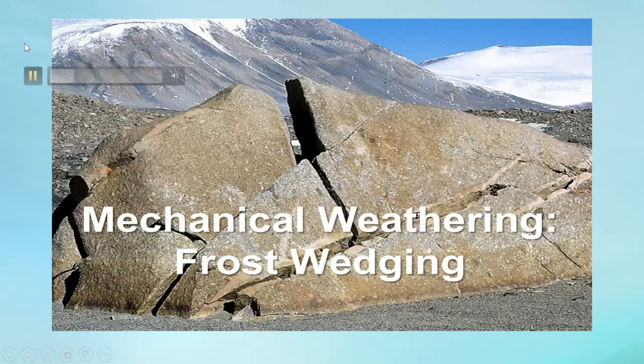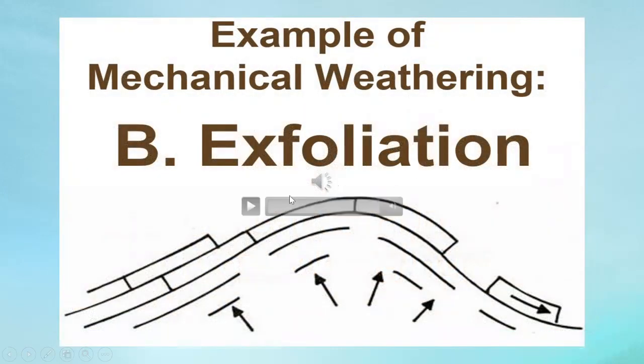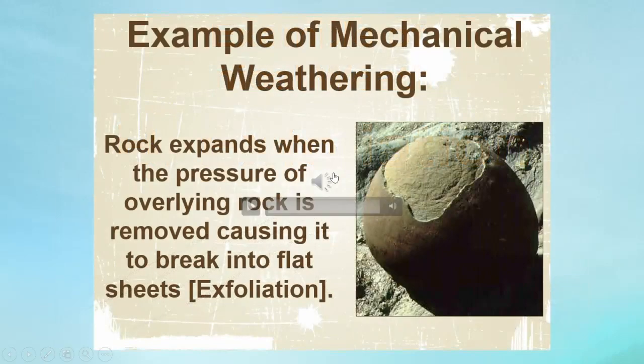So frost wedging had occurred in this rock, and this is what the rock will look like if it continues to do so. Next example of mechanical weathering we have exfoliation. Exfoliation happens when rock expands when the pressure of overlying rock is removed, causing it to break into flat sheets, as you can see in this picture.